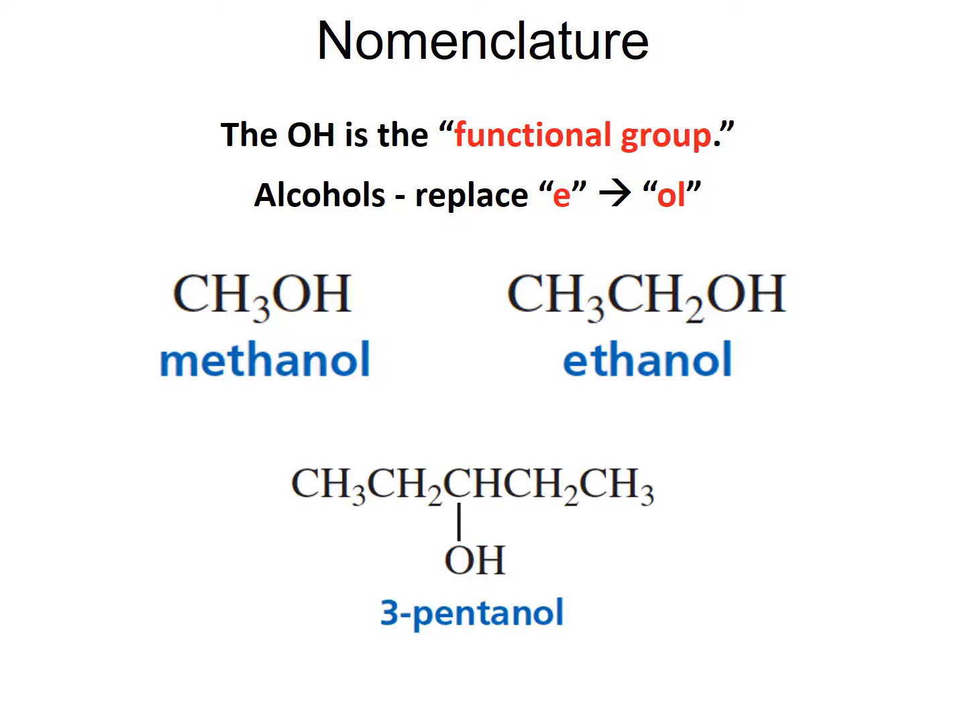Here, just like we would with any other functional group, we would add a number to where it's located. Again, you want to keep your first number as low as possible. So in this case, we have a 5-carbon chain with an OH on the third carbon, either coming from the left or the right. So the 3 signifies where the OH is, 3-pentanol.